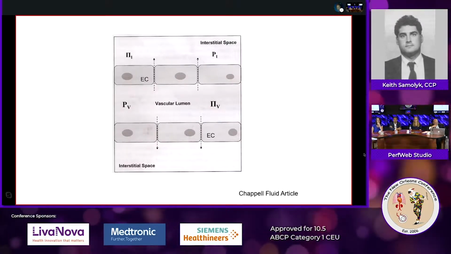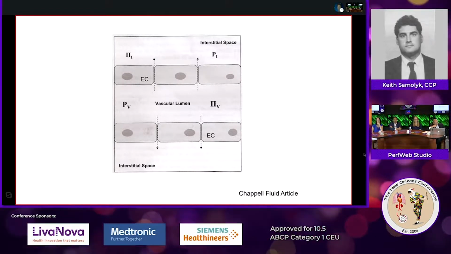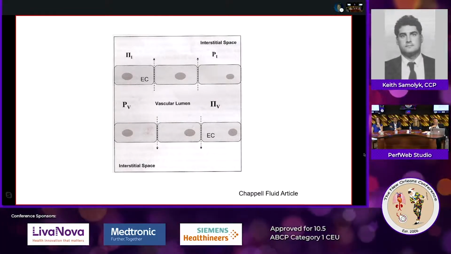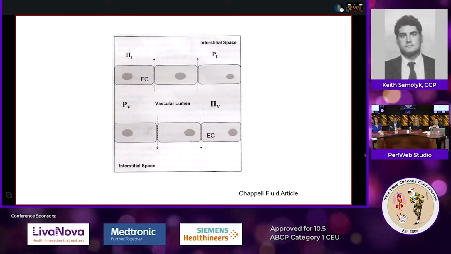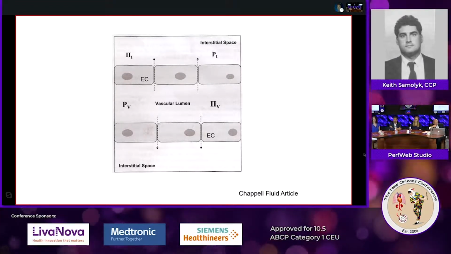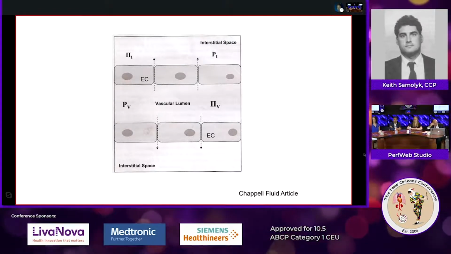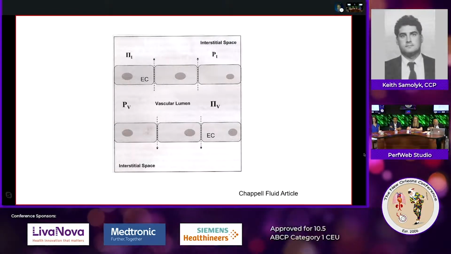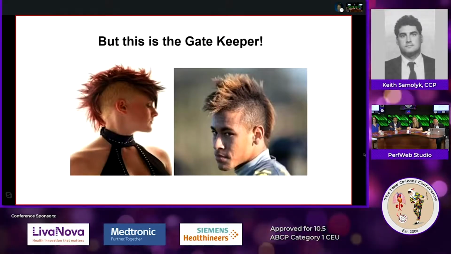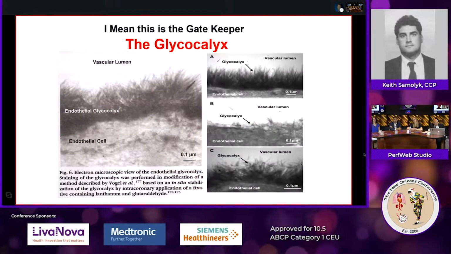So here's going to be something very interesting. If you look in the very middle between these sets of cells, we'll call it the capillary bed. These are single cells, a single layer of endothelial cells. And in between each cell is a space or a channel. In the middle, you have the vascular lumen. So you have vascular lumen on the inside, interstitial space on the outside. But this is the gatekeeper. You see those crazy hairs? That's the gatekeeper, the glycocalyx.